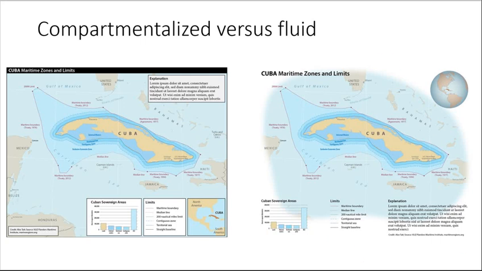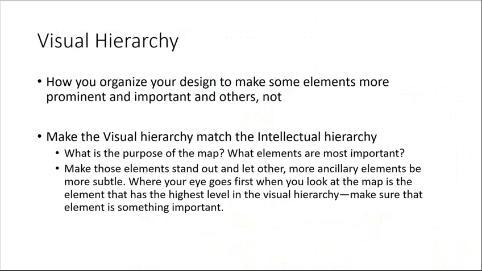This on the right is an example of a fluid layout, and it has its limitations as well. For example, I don't know that this makes the chart any easier to read by having the ocean organically cut through it, or the legend. But fluid compositions get rid of those sharp divisions. I think they have a slightly better aesthetic. Sometimes they allow for the main map to be a little bit bigger. You're not so constrained by the frames. So that's that.